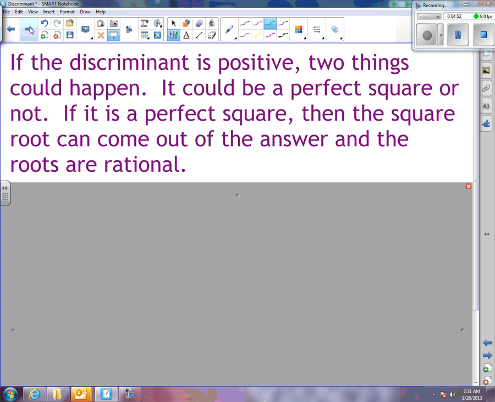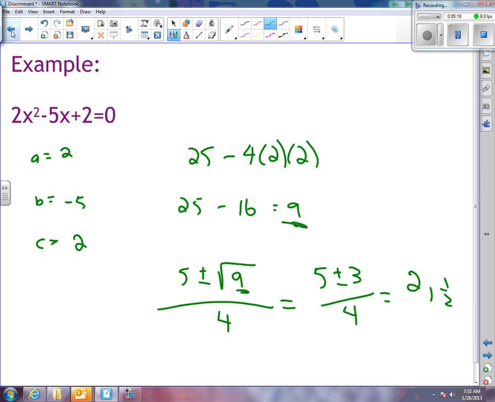If the discriminant is positive, two things could really happen. It could be a perfect square or not. If it's a perfect square, then the square root can come out of the answer, and you don't have any more square root in there, so your roots will be rational. If you recall, rational just means that the number can be written as a fraction. So if you don't have a square root in your answer anymore, then your answers are rational. If you do have a square root, then they're irrational. If you look at the previous example, these are two real rational numbers, meaning that you could write them as a fraction.